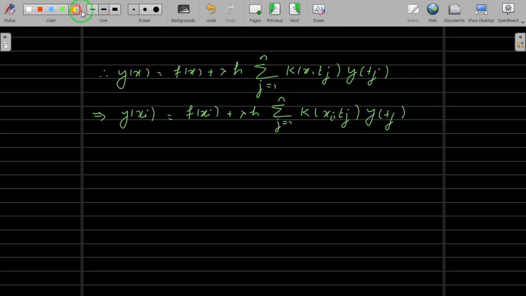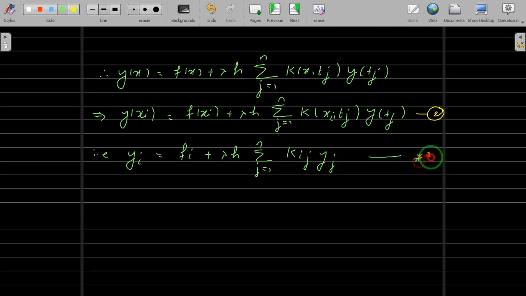Let us take this as equation 2, right? And if we denote y at xi to be yi and f at xi to be fi, k at (xi, tj) as kij, and y at tj as yj, so you can write this as yi is equal to fi plus lambda h summation j from 1 to n kij yj. Let us take this as equation star.